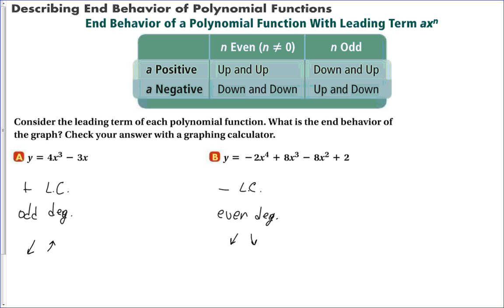Letter A, positive leading coefficient, odd degree, it's going to be down, up. So make sure, I would copy this chart down in my notes. Make sure you have that because you're going to be referring to it. I would suggest memorizing it. It's not that hard. But for now, at least write it down in your notes until you get it memorized.